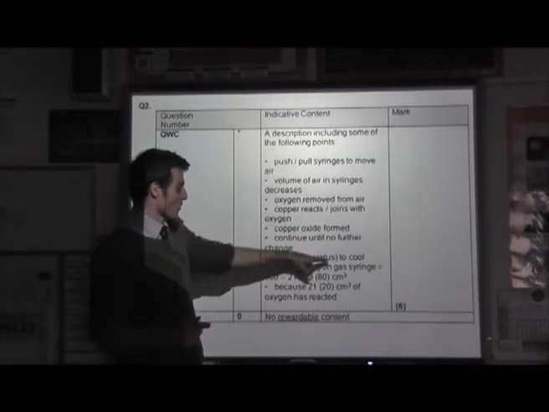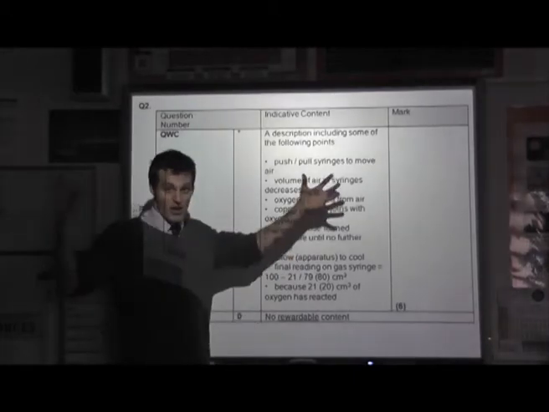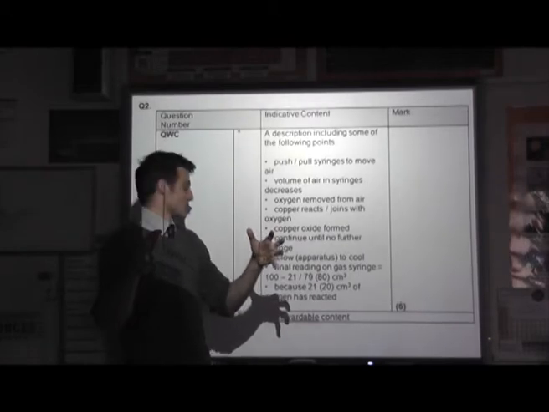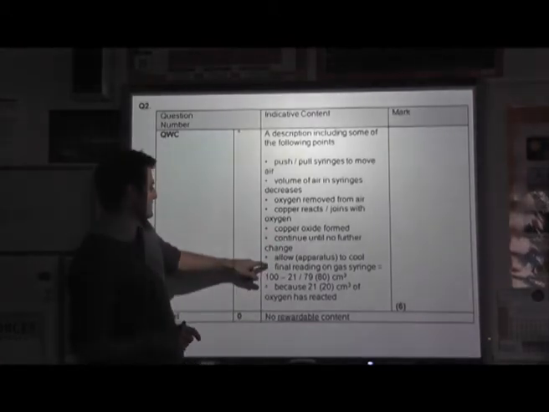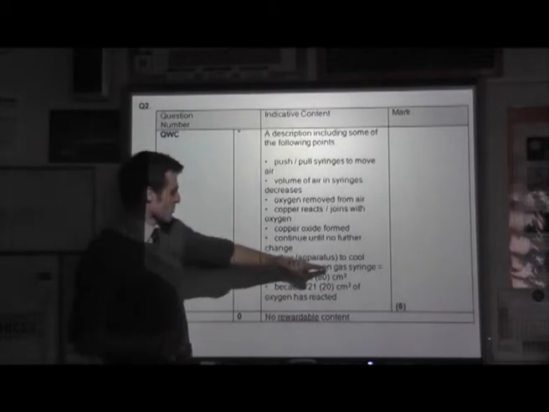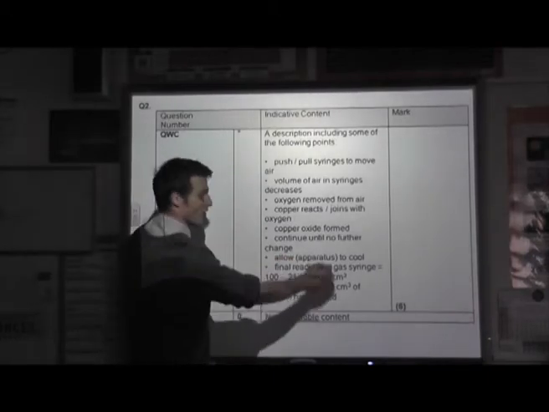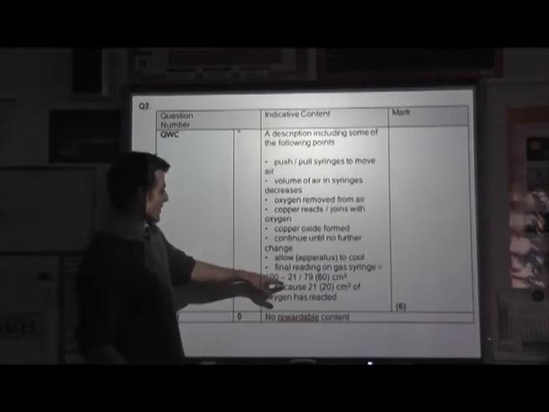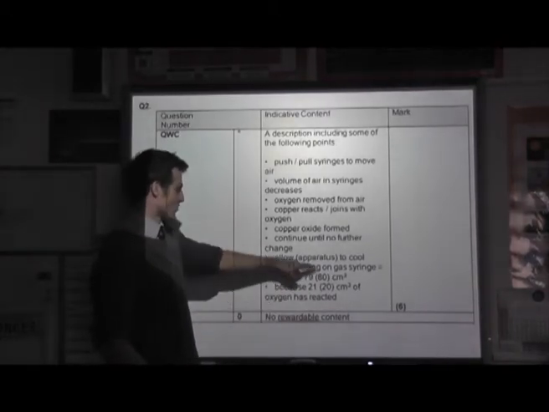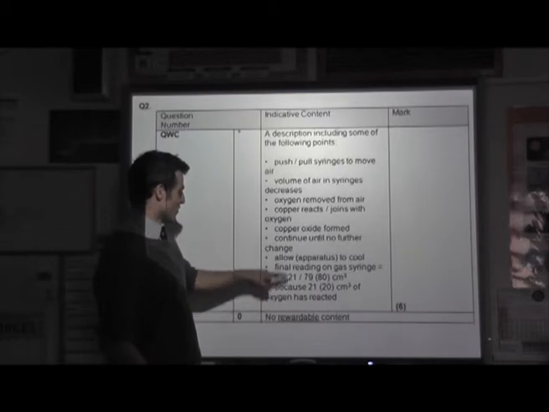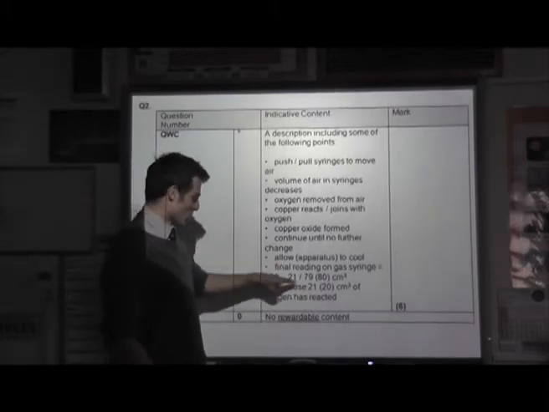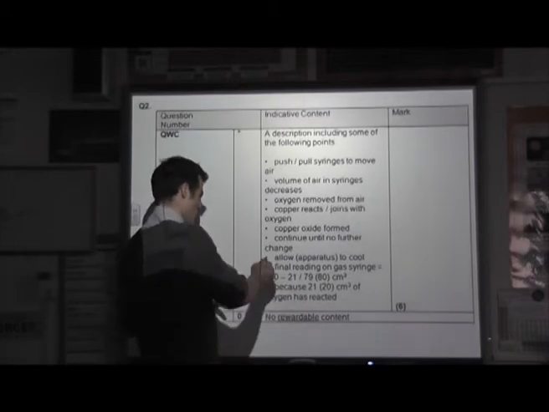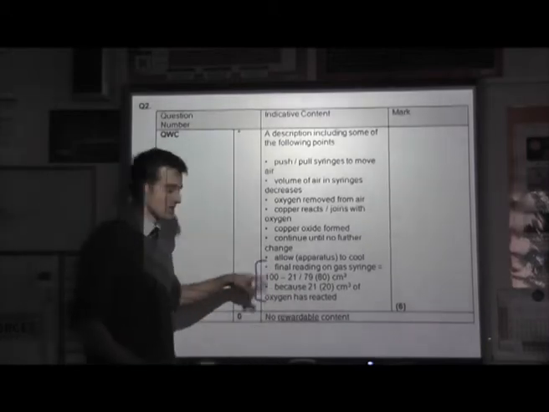You've got to remember the apparatus. This apparatus needs to cool because hot gases take up loads of space, and the cold gases don't take up as much space at all. If you give a little information about the calculation to get the final reading on the syringe, that's another point that they're going to give you credit for. And then if you've said that and explained because this oxygen has been reacted with numbers, then that's 2 points just for getting into the nitty-gritty numbers there.